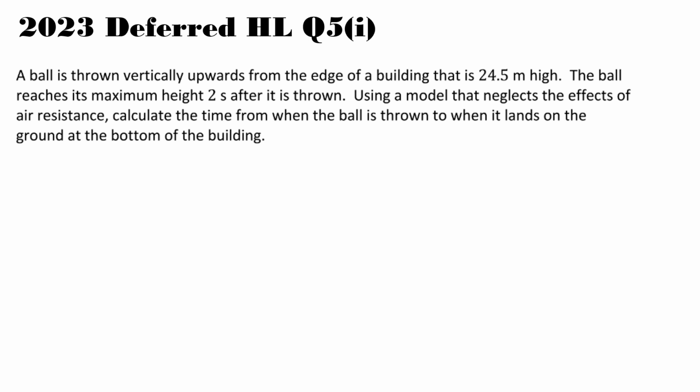A ball is thrown vertically upwards from the edge of a building that is 24.5 meters high. The ball reaches a maximum height 2 seconds after it is thrown. Using a model that neglects the effect of air resistance, calculate the time from when the ball is thrown to when it lands on the ground at the bottom of the building.